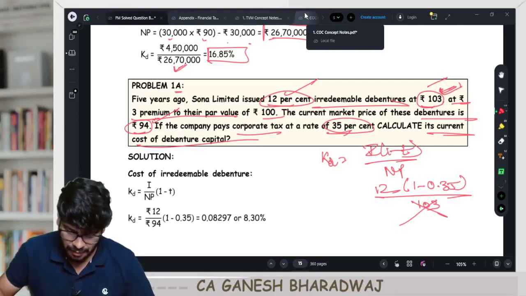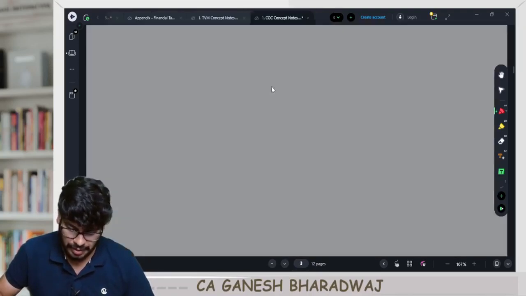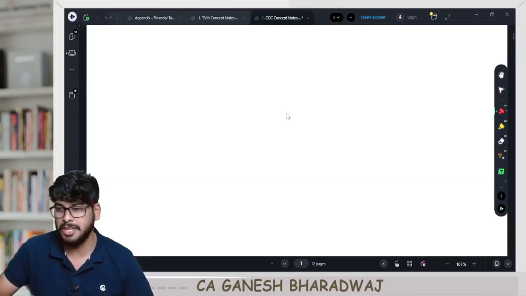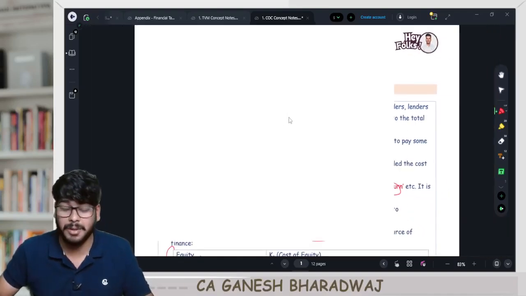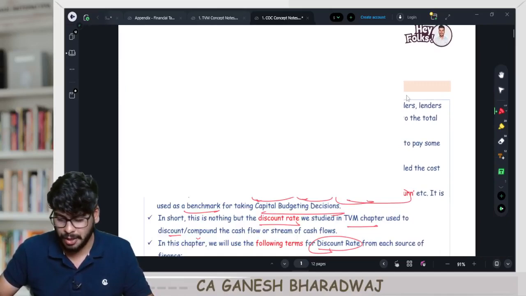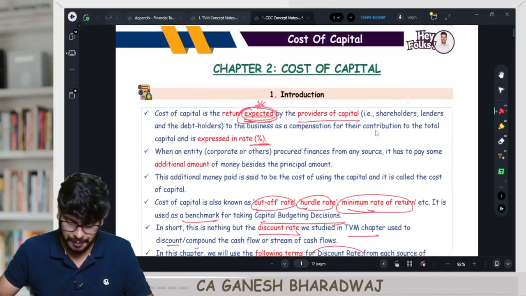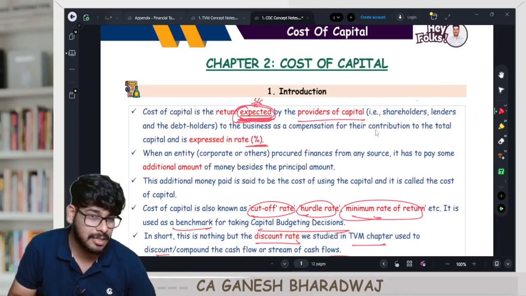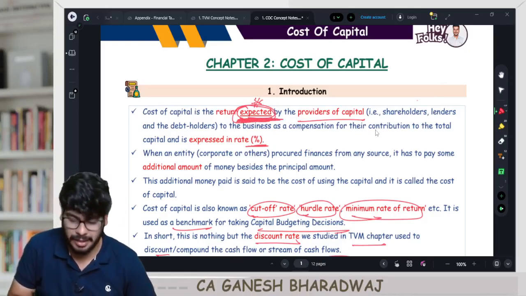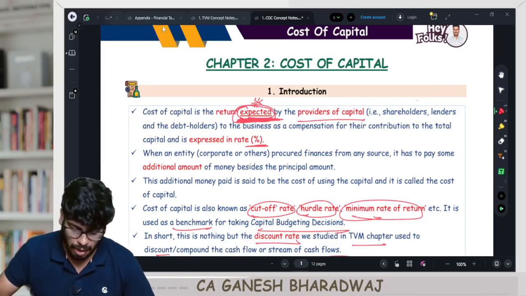Recall the very first line of this chapter in our concept decoder that I gave. Guys, all this is not there in the material, even which I have given. Please write it down somewhere. Very important understanding. 1 second. It's loading. What did I say? Cost of capital is a return expected by the providers of capital.